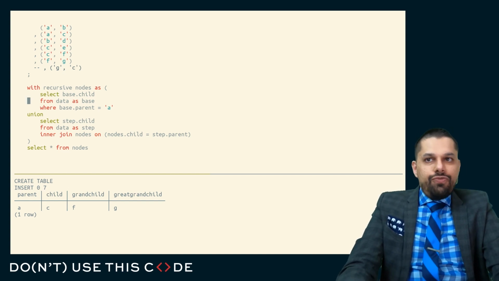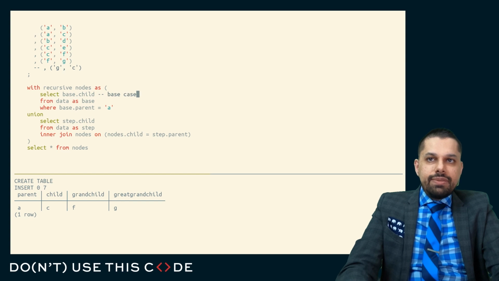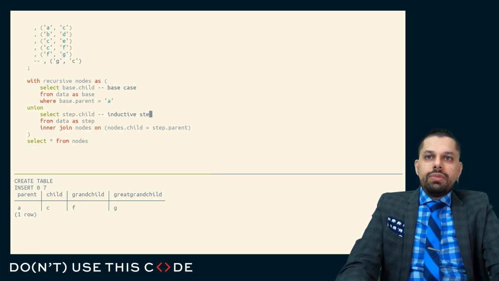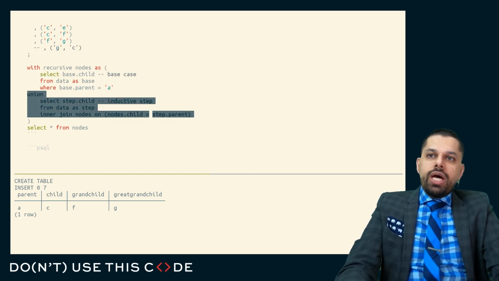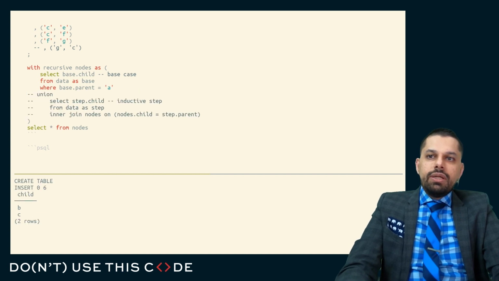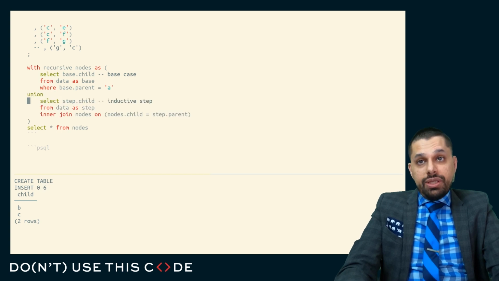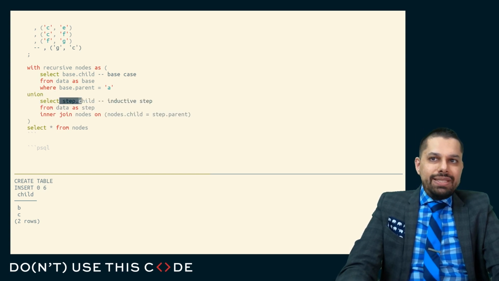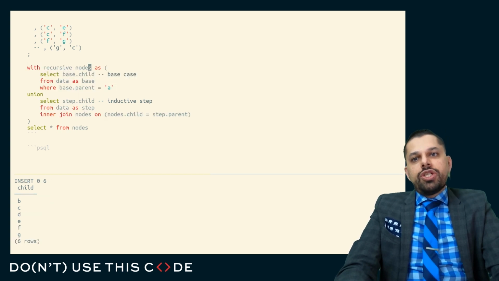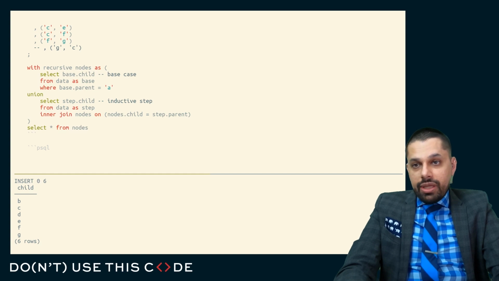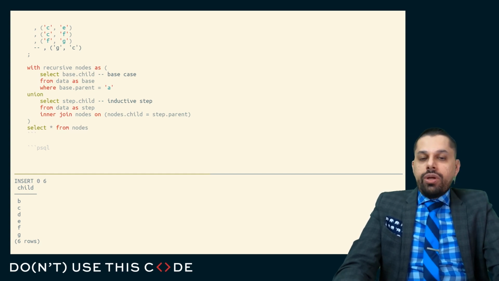And like with any recursive formulation, it always comes down to a base case and an inductive step. In the base case, I select all the children of the parent that I care about, parent A. So if I do just this, you'll see this gives me all the children of A. Okay, great. Then I can union this by selecting all the children in my step of everything joined with the query that I just ran. And what I end up with is arbitrary depth traversal of this graph or this tree.